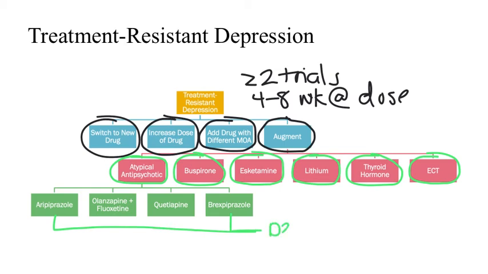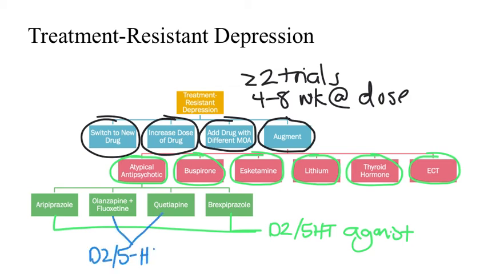Olanzapine, as an atypical antipsychotic, is a dopamine receptor, serotonin receptor antagonist. Quetiapine, also an atypical antipsychotic, has dual dopamine serotonin receptor antagonist activity. And brexpiprazole, or Rexulti, which is very similar in mechanism to aripiprazole, is also a dopamine serotonin partial agonist.